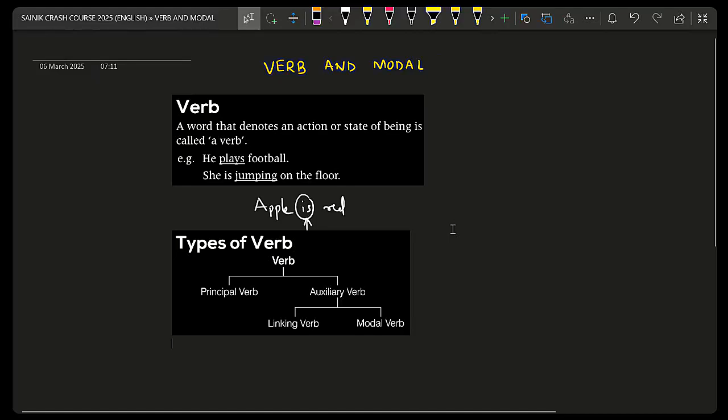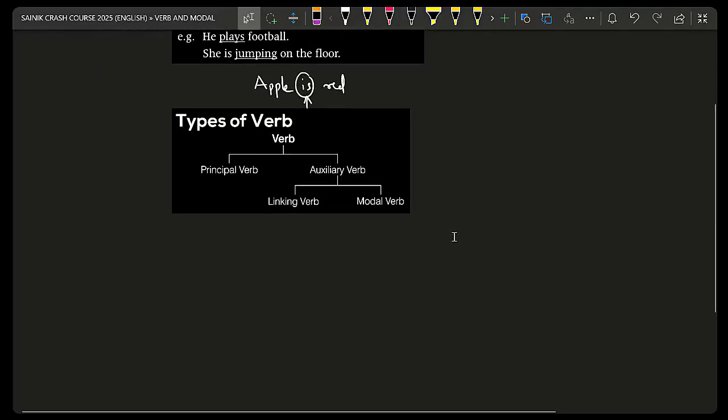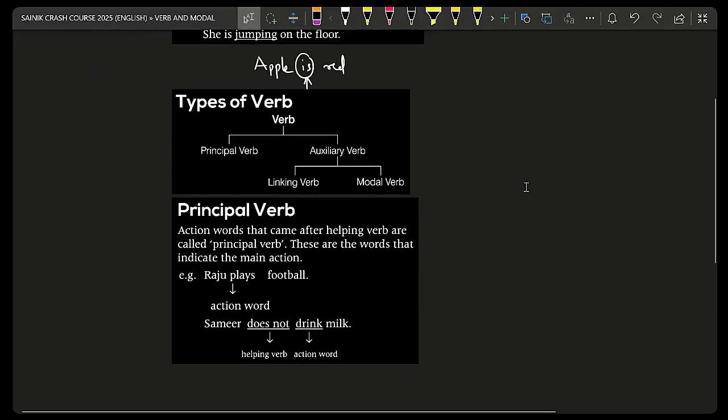Verbs are of two types, principal verb and auxiliary verb. And auxiliary verb has two types again, linking verb and modal verb. So what is principal verb first? Action words that come after the helping verb are called principal verb. These are the words that indicate the main action. So what is the main action that is happening in the sentence? That is called principal verb.